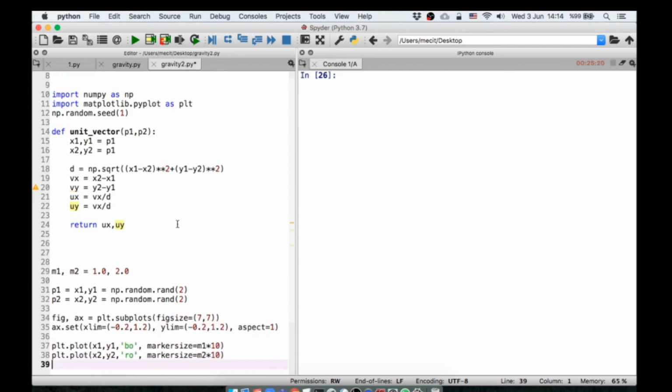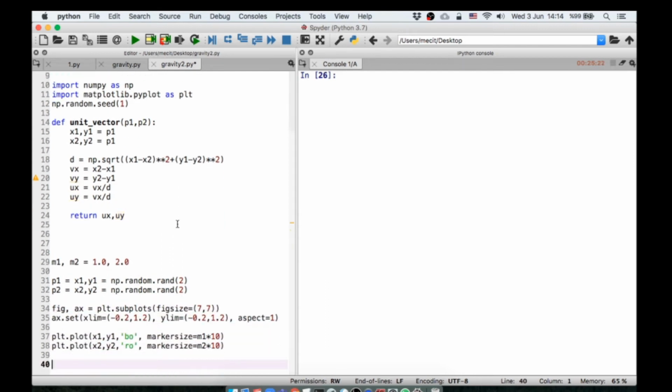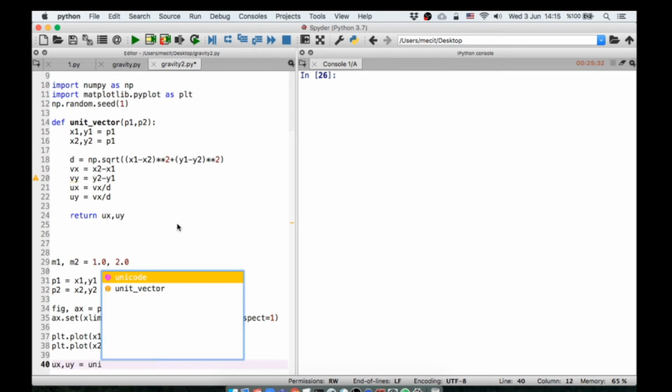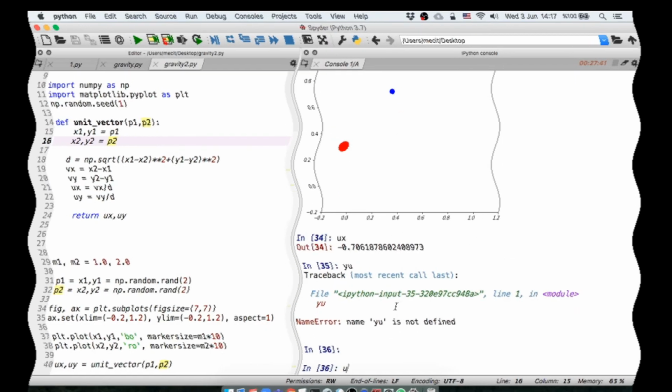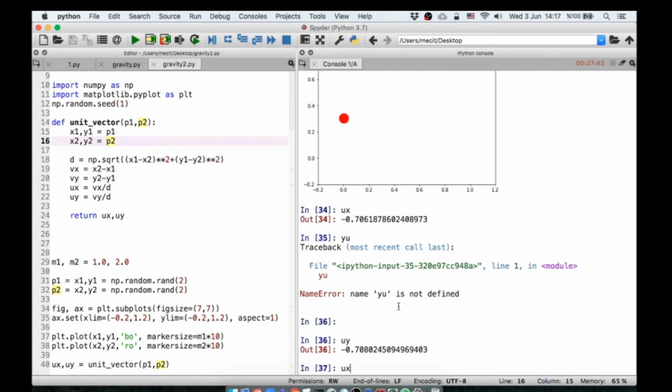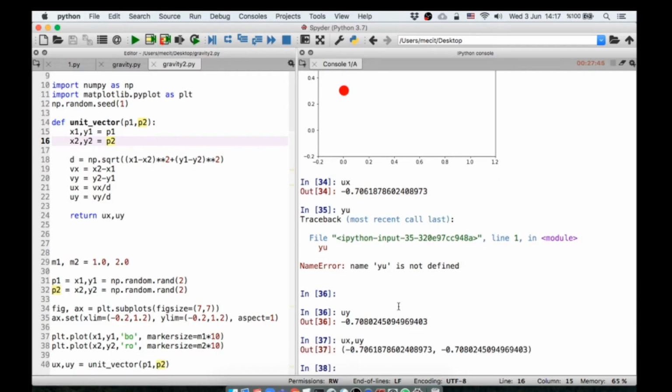Okay, so let us test this. First, let's test the unit vector. For example, ux, uy is going to be the unit vector from my point 1 to point 2. They are defined over there. Okay, good. So I am now given 2 unit vectors.